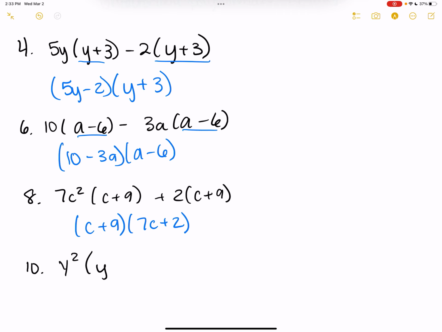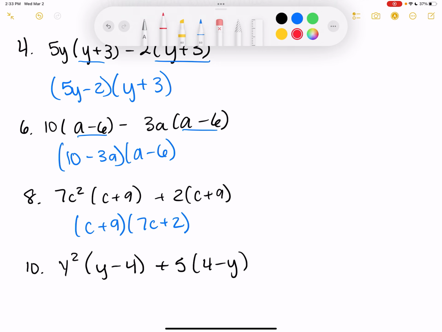Y squared times y minus 4 plus 5 times 4 minus y. Now, is y minus 4 and 4 minus y the same thing? No. I need the y to be positive and the 4 to be negative, in this one. So what can I take out to make that happen? That's going to keep it the same. I need the sign of 4 to be negative and the sign of y to be positive. Okay, take out a negative 1.